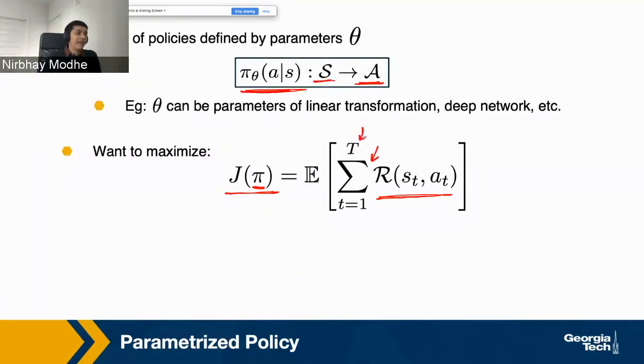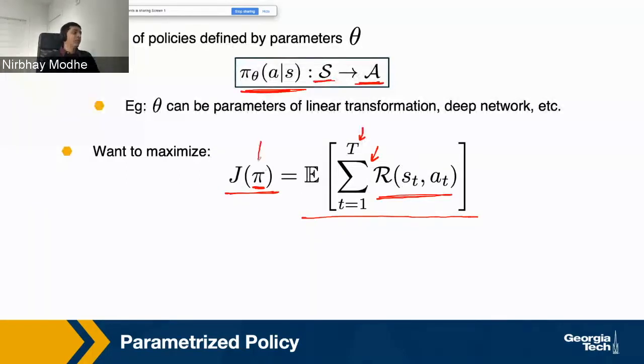And my trajectories are finite. So they're only going from 1 to capital T. So I'm going to just say that the performance of my policies is the expected reward it's going to get over the entire trajectory and summed over 1 to T.